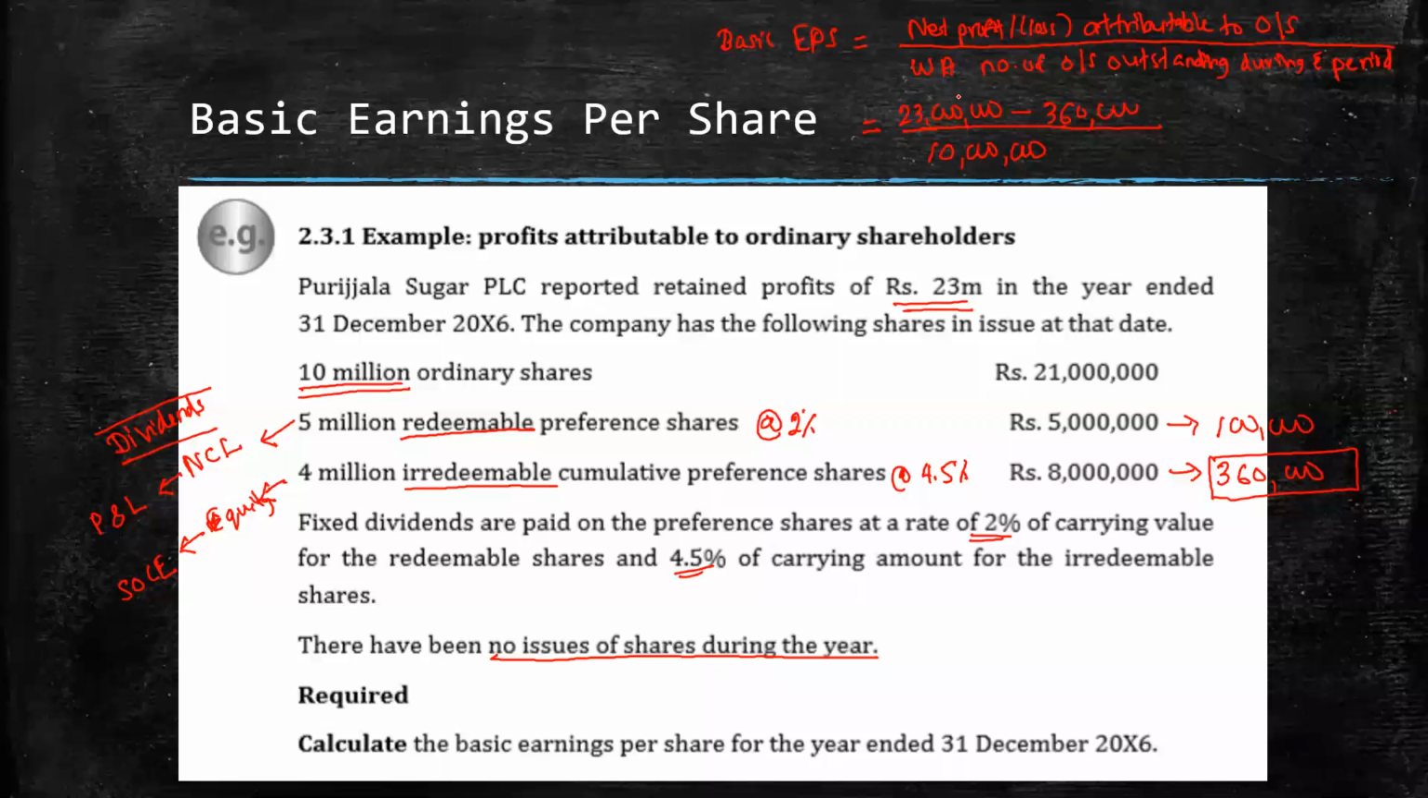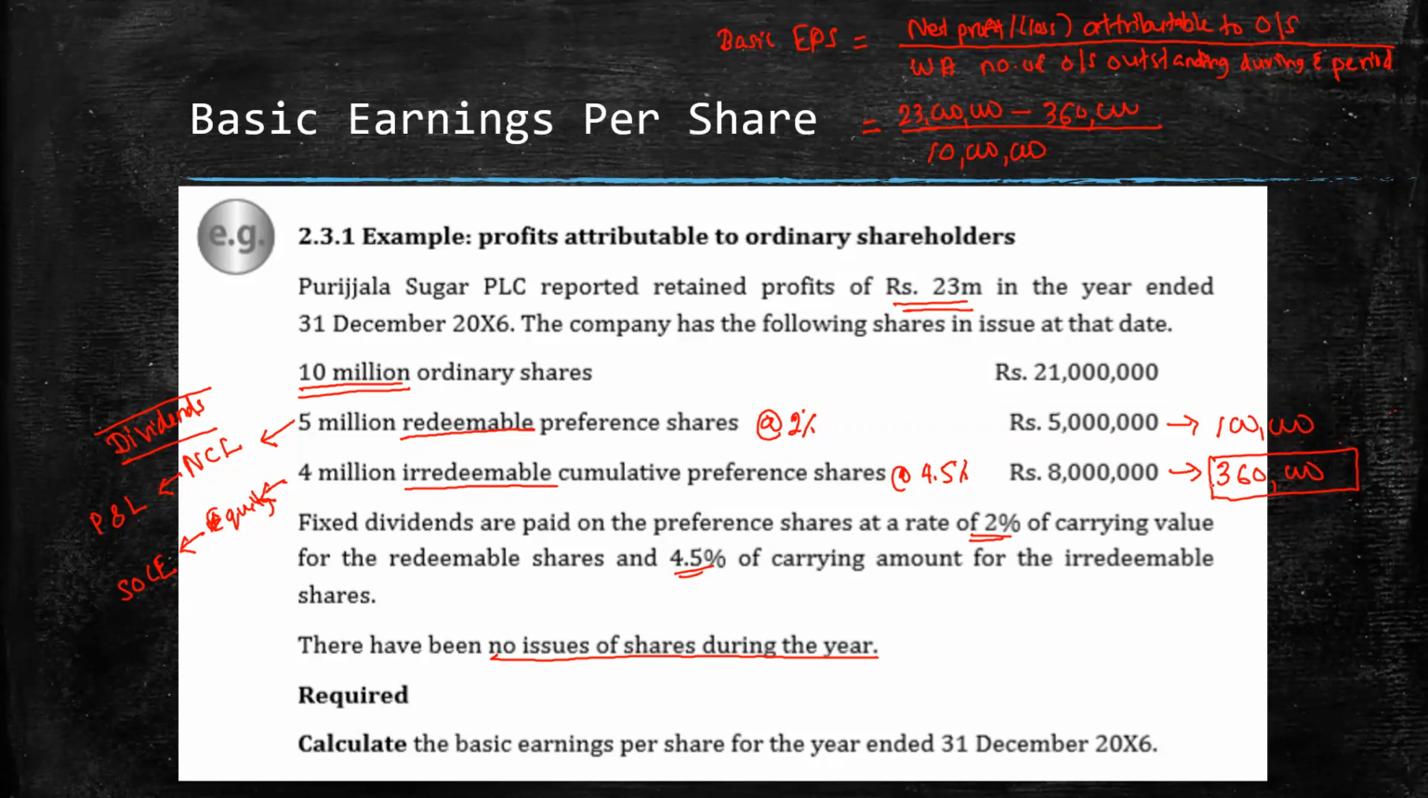So this 23 million is what then? After deducting this 100,000. Therefore, again, we do not need to deduct it here. It has already been deducted, so there is no need to deduct it again.